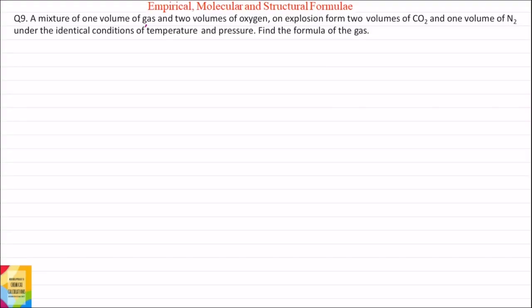Question 9. A mixture of 1 volume of gas and 2 volumes of oxygen on explosion formed 2 volumes of CO2 and 1 volume of N2 under the identical conditions of temperature and pressure. Find the formula of the gas.